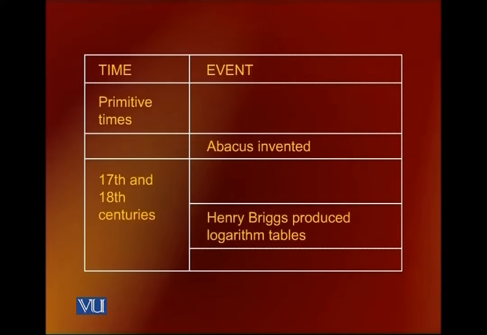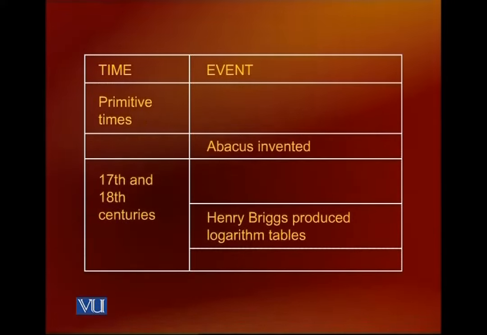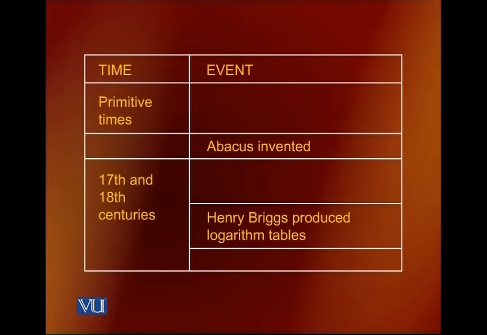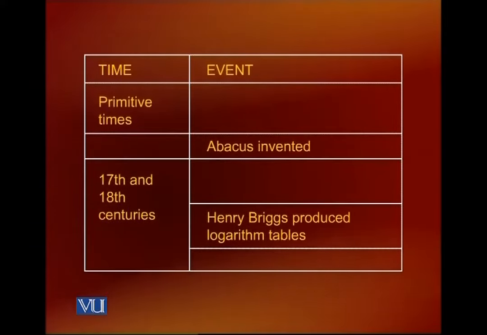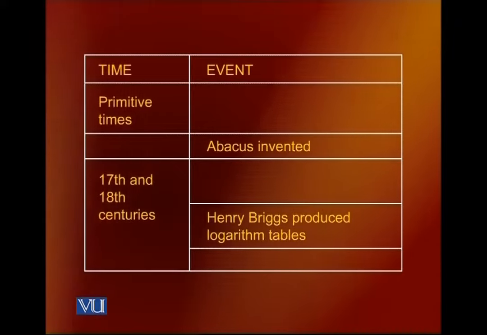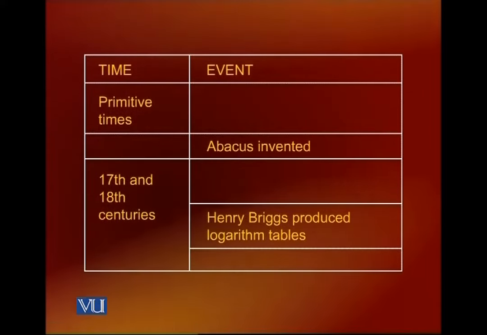Because from primitive times till the 17th century, some invention took place. And the invention that took place was the abacus, which was invented. And you will find that the word later is given to you. So, primitive times, the 10 fingers were used. Later, the abacus was invented, sometime after the primitive times. The third major event time is the 17th and 18th centuries. And you find a number of things happening in that period.